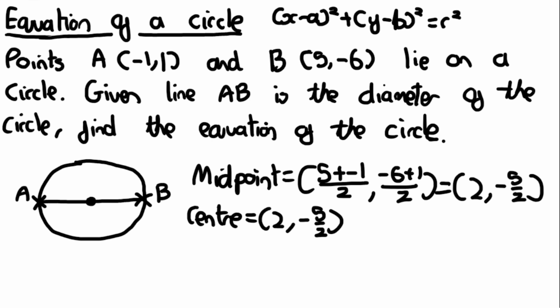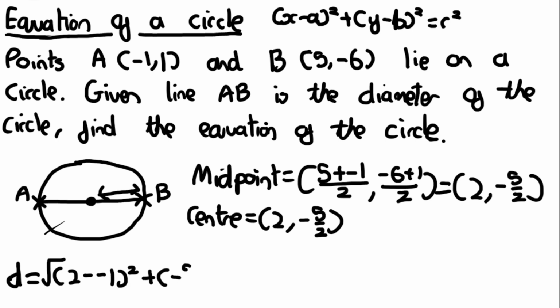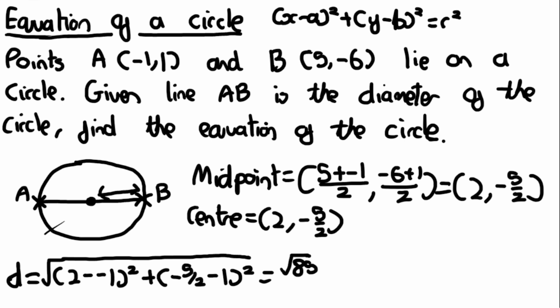Now we can figure out the radius because now we know the centre of the circle. We can find the radius because we can find the distance between either B and the centre or A and the centre, and that will give us the length of the radius. So let's just use A. The distance between the centre and A is d, equal to the square root of 2 minus 1 squared plus minus 5 over 2 minus 1 squared. All of this is going to be square rooted, and if we put this into a calculator, we get the answer as root 85 over 2.